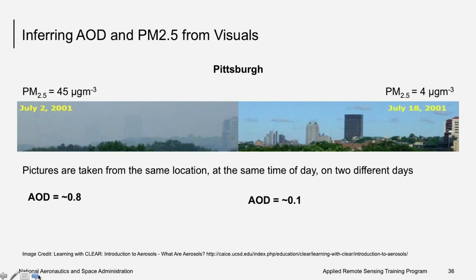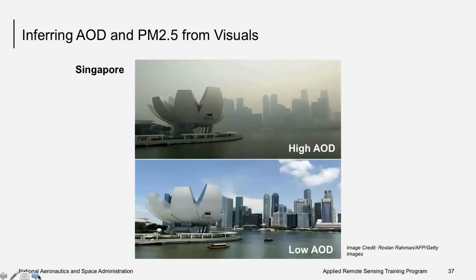So basically, these two images clearly show that I can use either PM2.5 or aerosol optical depth to quantify the haziness in the sky or in the atmosphere. Here is another example from Singapore. The top image shows conditions with high aerosol optical depth. No clear visibility. On the bottom, things are very visible. Visibility is very high, and this is usually considered low aerosol loading conditions, or if you measure optical depth, you will see low AOD values.